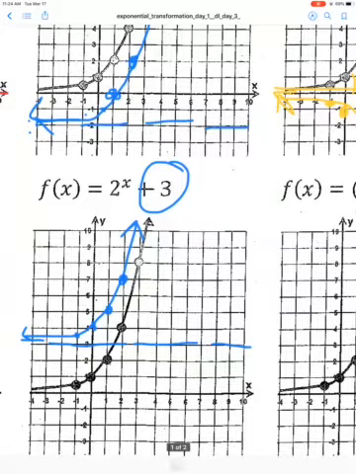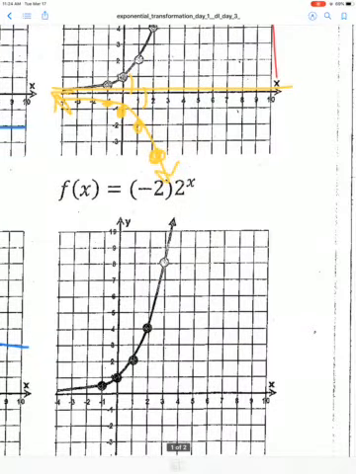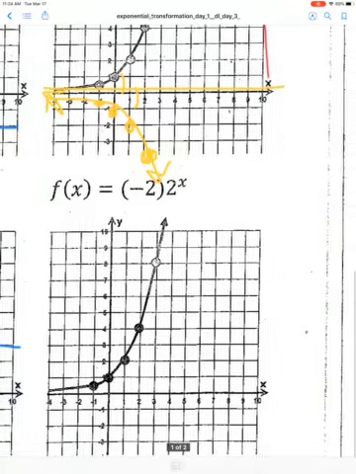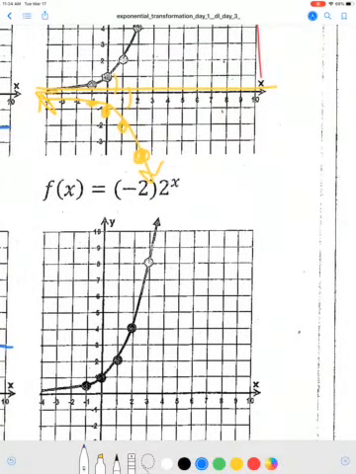And my last one, the same idea of a vertical reflection, but then we also have this 2. This 2 means it's actually going to be a vertical stretch of 2. Okay? So to get this one perfect, I would actually plug it into your calculator and use a table, which I am doing right now, parentheses negative 2, parentheses 2 to the x.